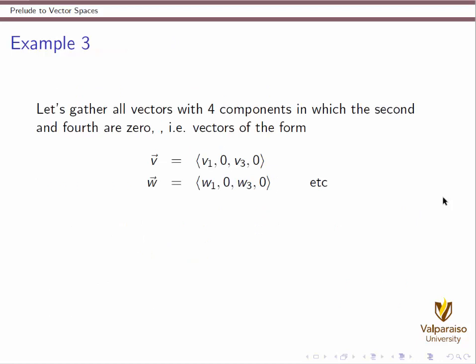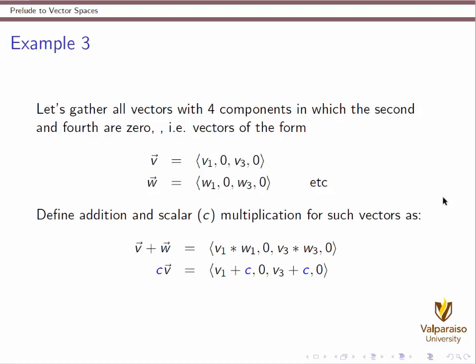Vectors with 4 components, where the second and fourth are 0. That's our collection. So we're going to gather all 4-dimensional vectors that look like this. Here's how we're going to define addition and scalar multiplication. V plus W will now mean the product of V1 and W1, the first coefficients, and the product of V3 and W3, the second coefficients.